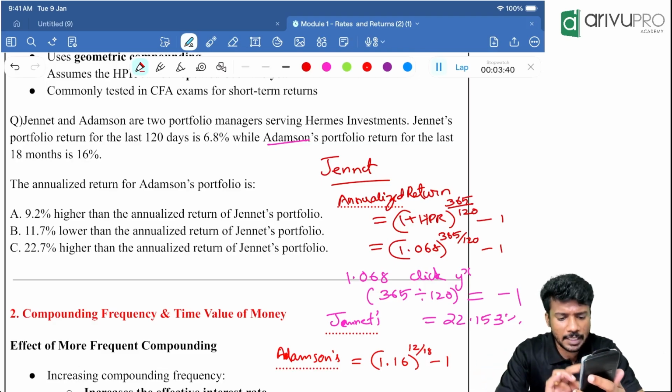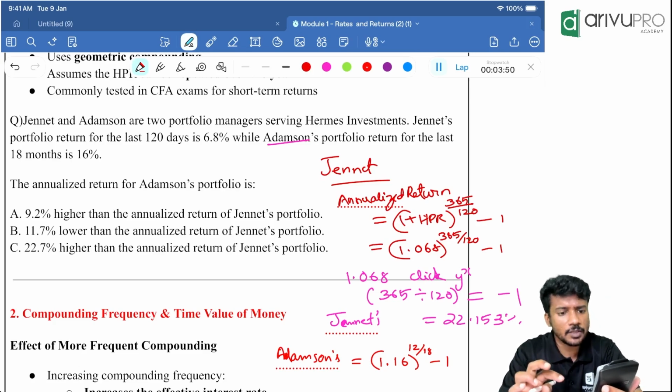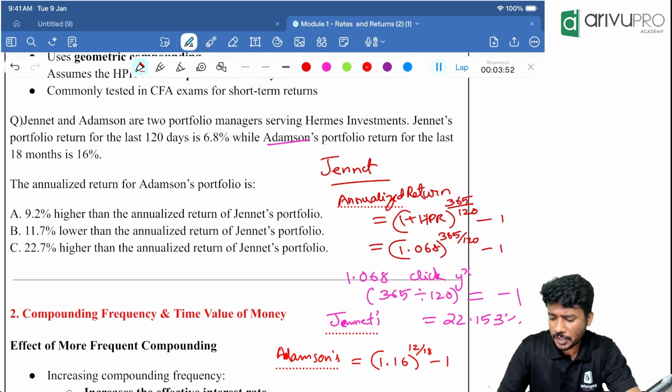Then put the bracket, 12 divided by what? 18. Then close the bracket. Then click what? Equal to. Then minus 1, which is equal to how much? Some value you are getting. How much is the value you are getting? 10.40 something percentage you are getting.